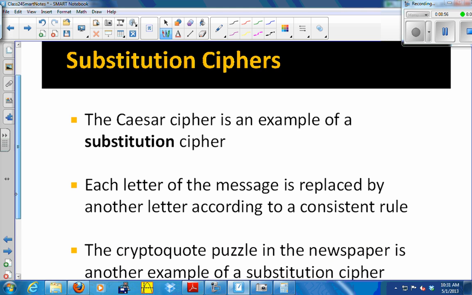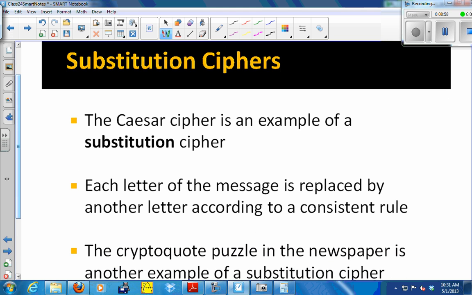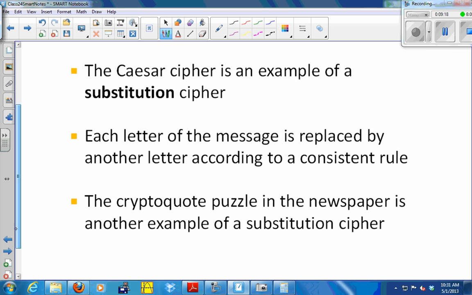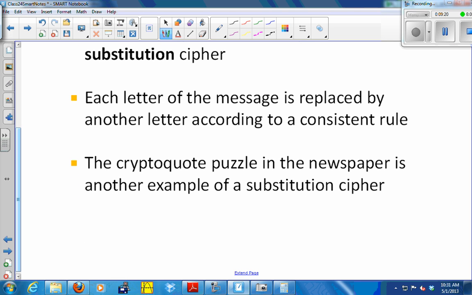Okay, so the Caesar cipher is an example of a wider kind of cipher called a substitution cipher, where each letter of the alphabet is replaced by a different letter according to some consistent rule. Right, so the Caesar cipher, the consistent rule is 3 later in the alphabet. Replace each letter with the letter 3 later. The cryptoquote puzzle or cryptogram puzzle in the newspaper is an example of a substitution cipher.